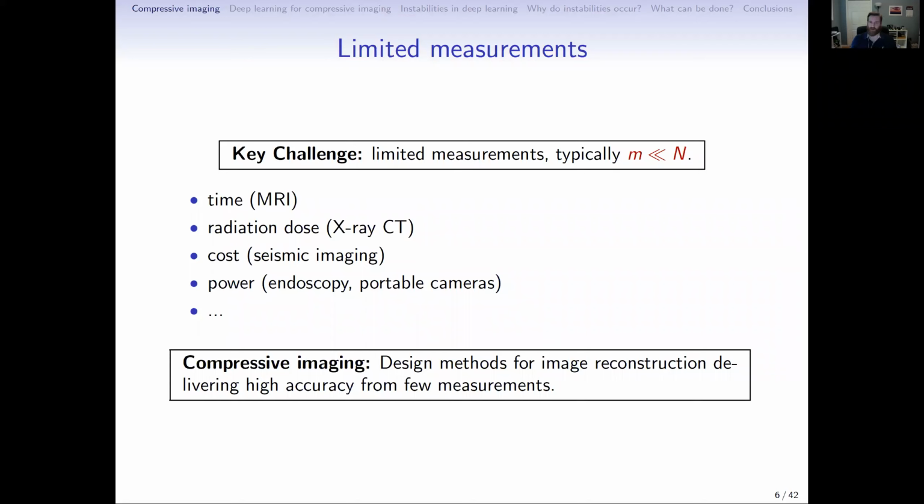And in other applications, this might come up as power, for instance. If you want to build any kind of portable imaging system, then it can't afford to draw a lot of power. So compressive imaging is the term that we use to describe the field where we look to design algorithms for image reconstruction that try to deliver as high accuracy images as possible using as few measurements as possible. And the point is that this is really computational imaging, where we focus on building better algorithms to do image reconstruction rather than completely redesigning hardware or something like that.